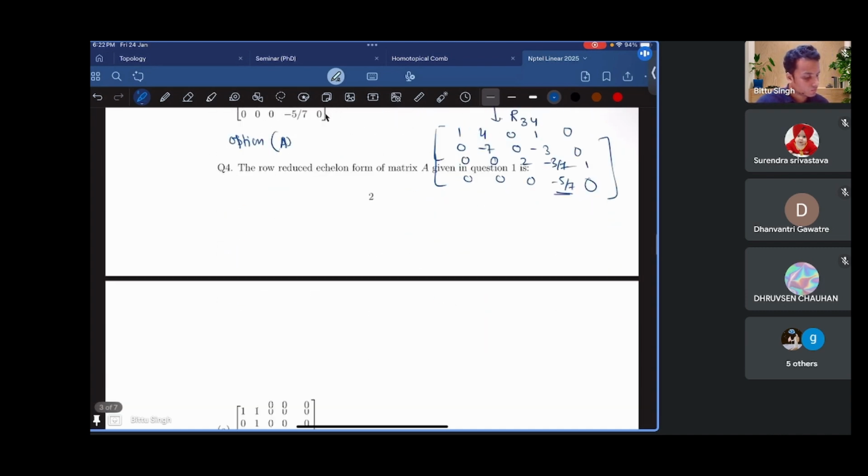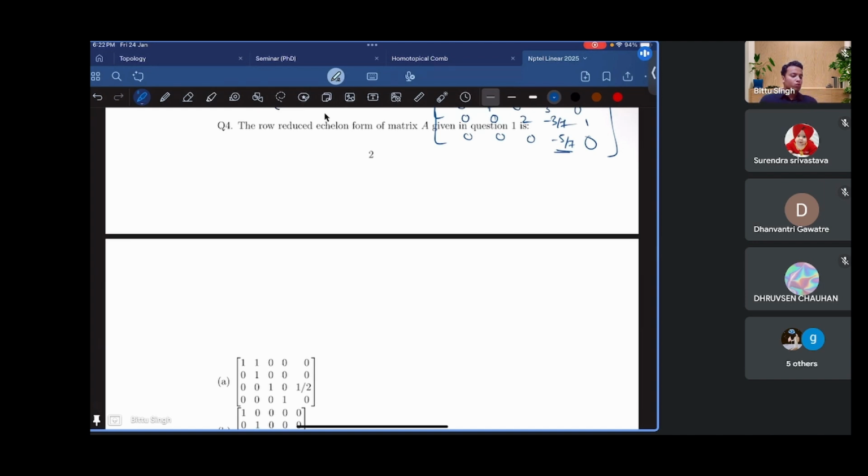So let us see the next question. Now we need to do row reduced echelon form. So for row reduced echelon form, again we apply some row operation to the row echelon form, and we try to obtain some identity or diagonal matrix. But again, it is not possible because it may be a 5 by 4 matrix, and it may contain some zero rows. So obtaining identity or diagonal matrix is not always possible.